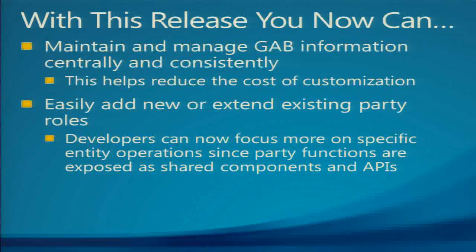So with this release, what one can do is maintain GAB information in a consistent way. This helps reduce customization costs. If you want to customize postal address and contact, you just need to go to the manage address forms and change that. You don't need to do it in every specific entity. And we've also provided an extensible infrastructure where you can easily add new party roles. Same thing, so that way you now focus more on entity-specific operations and leave the GAB operations to be handled by our shared components.